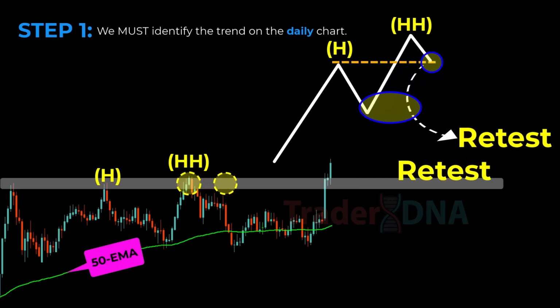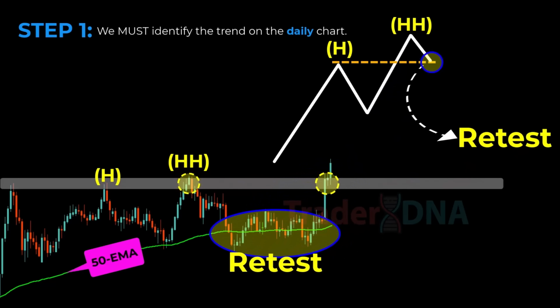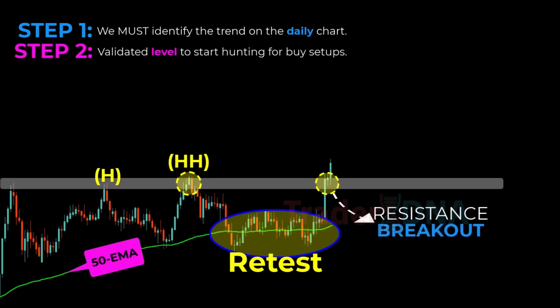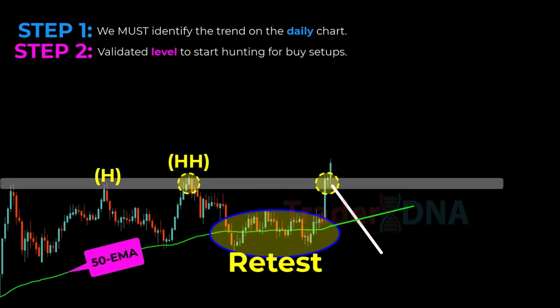And once that highest high finally breaks, boom, two confirmations appear instantly. First, we know the market is in a legitimate uptrend. Second, we now have a validated level to start hunting for buy setups. That single break tells us, hey, the trend is alive, and that's our green light. Now here's an important twist. If price drops, bounces a bit and forms a new low below the EMA 50, that becomes the start of a downtrend. In that situation, I completely flip my bias and start looking for selling opportunities.